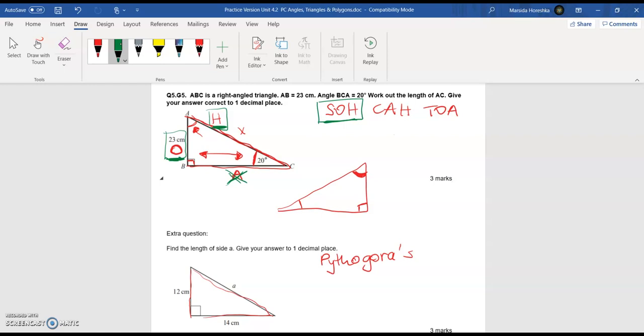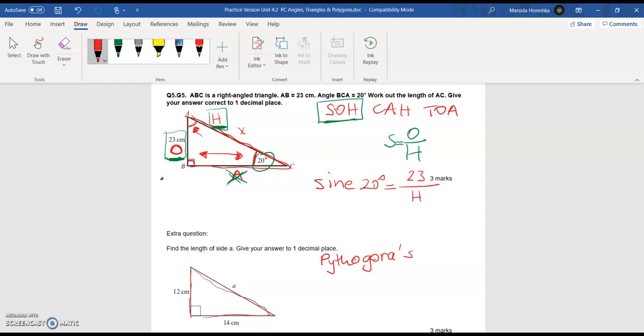How are we going to use that? So that's the shape that all of these ratios take. So CAH would be like this, and TOA would be like this. So specifically for SOH, we've got sine. So the sine of 20 degrees, we'll create some space here. So sine of 20 degrees is equal to the opposite side, which is 23, divided by the hypotenuse, which we don't know how long it is, and we're going to work out.